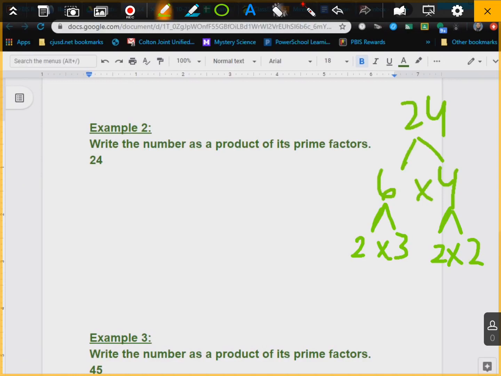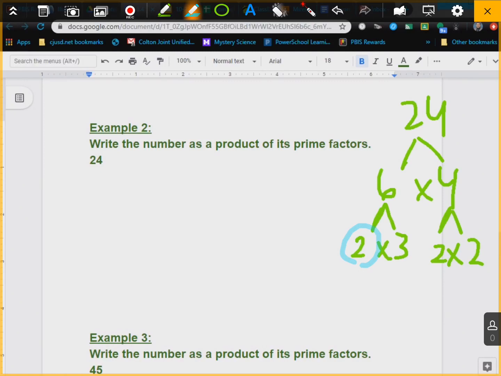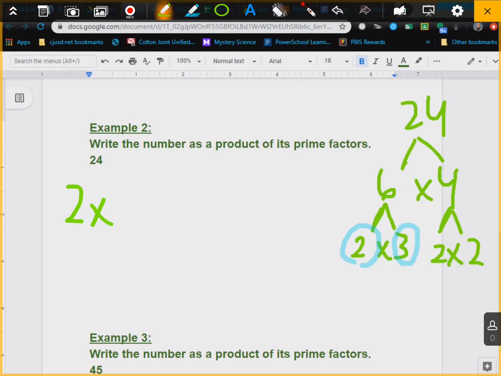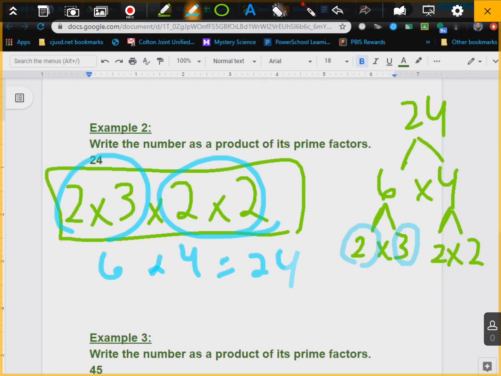Now, I know that I'm done because the only thing that goes into 2 is 1 and 2. And the only thing that goes into 3 is 3 times 1. So now I'm going to make an equation. 2 times 3 times 2 times 2 would equal 24. 2 times 3 equals 6. 2 times 2 equals 4. 6 times 4 equals 24.